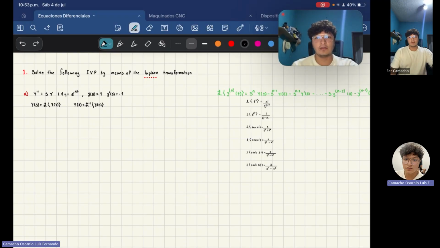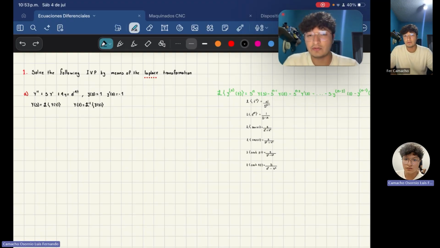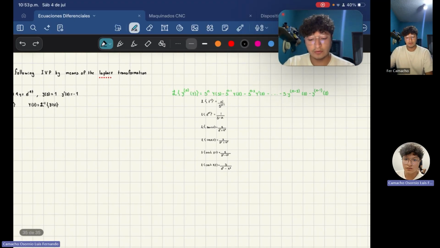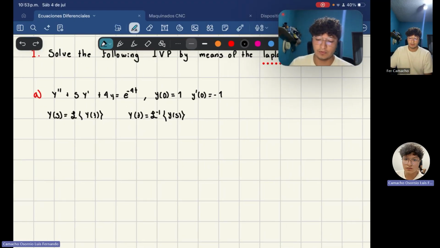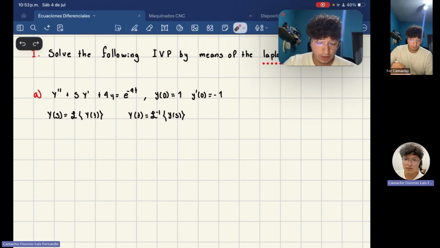In this case, my classmates Emilio Avalos, Renzo Garcia, and I, Fernando Camacho, are going to resolve a quiz of differential equations. We are going to resolve this exercise of initial value problems by means of Laplace transformation. We are going to use these formulas to resolve it, but first we have this equation with this initial value.